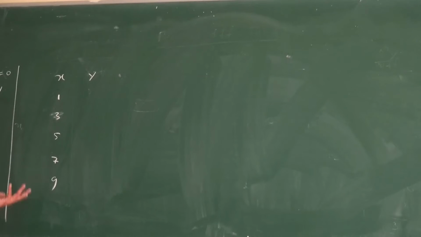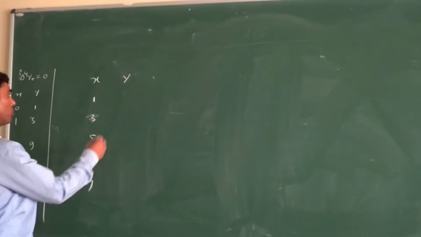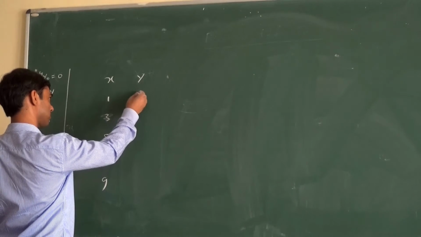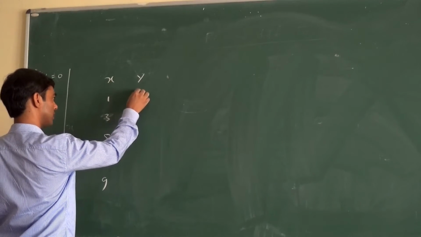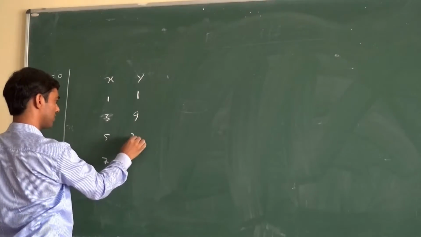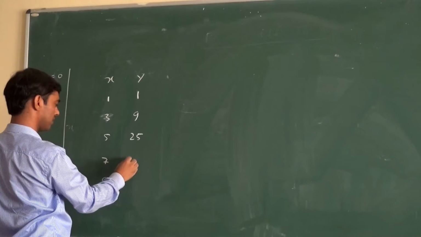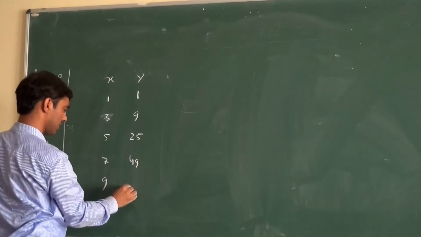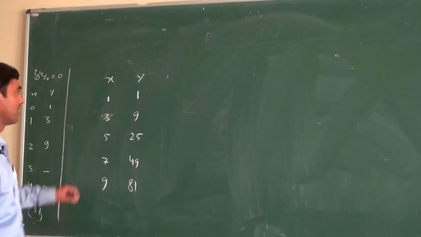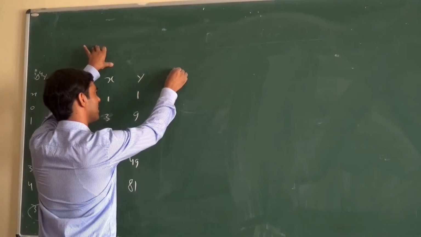So the step of x is 2. Suppose the values for y are 1, then 9, then 25, then 49, and suppose this one is 81.